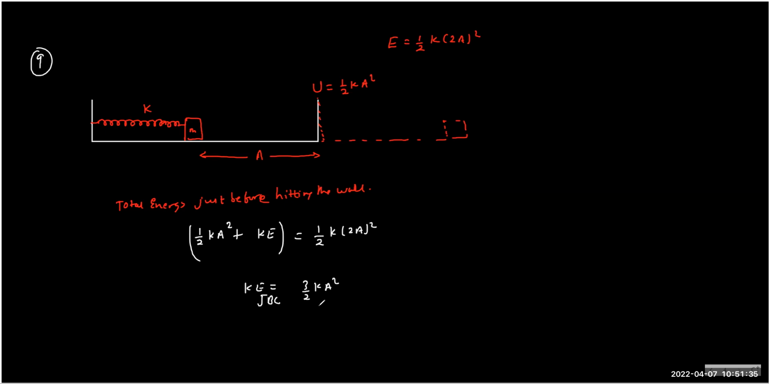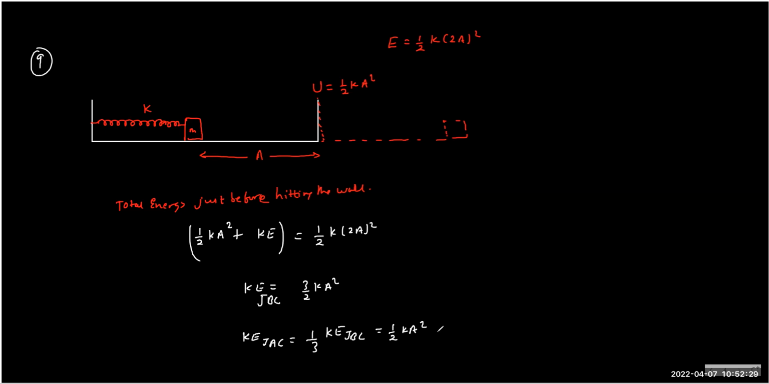Yes, sir. Now, as per the question, how much kinetic energy do you lose after the collision? It loses 2/3. So what is the energy left? 1/3. So the kinetic energy left just after collision will be 1/3 of the KE just before collision. I hope you understand this part. If you are losing 2/3, what is remaining then? 1/3. So if it is losing 2/3, then what is left? 1/3. Half K A square, it will be 1/2 K A square, right?